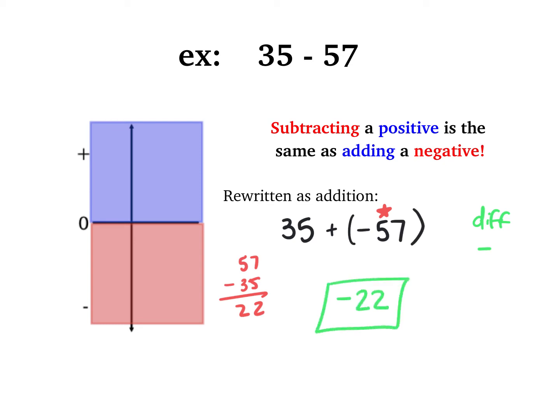If the visuals help you, we're starting here at 35 and dropping 57 from that. So I see I'm taking away more than what I started with, which is why that final answer would be a negative.